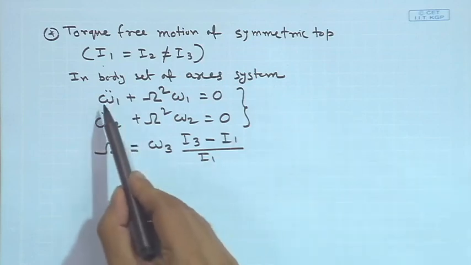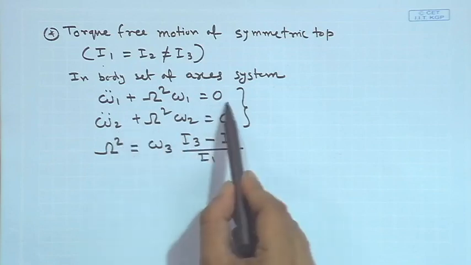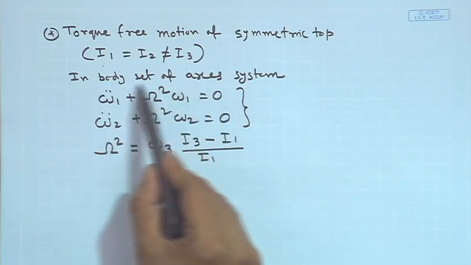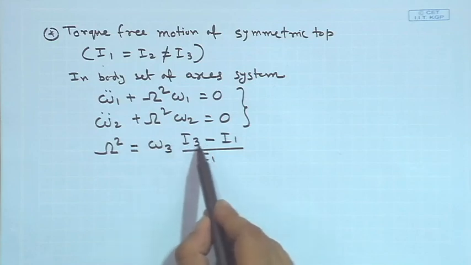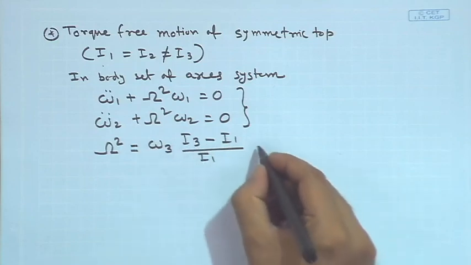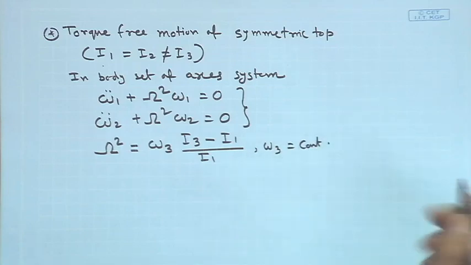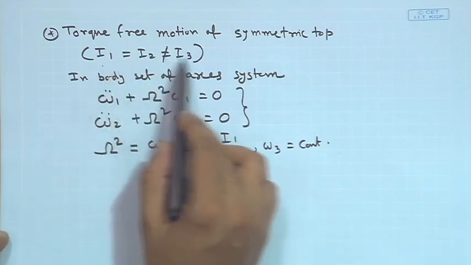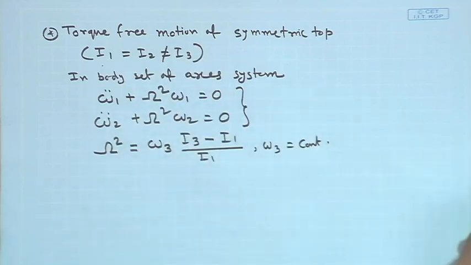we get omega 1 double dot equal to minus capital omega square omega 1 equal to 0, and a very similar equation for omega 2, where this capital omega is omega 3 times (I3 minus I1) divided by I1, and also omega 3 equal to constant. That is what we got by setting this condition in the Euler's equation for torque free motion. So, that means in the Euler's equation we have to set the right hand side uniformly equal to 0.